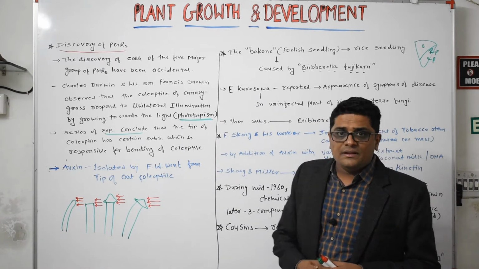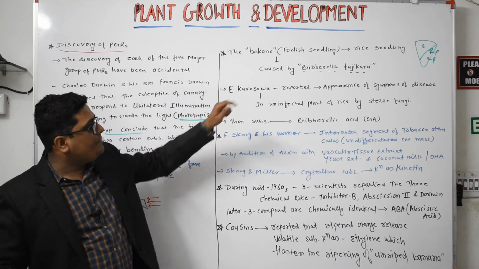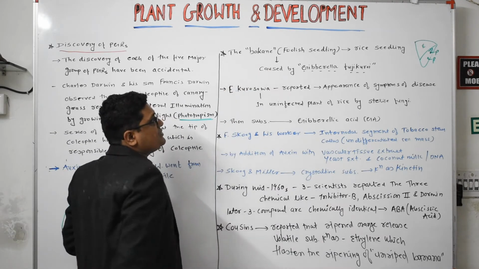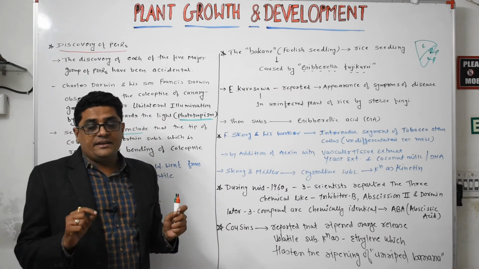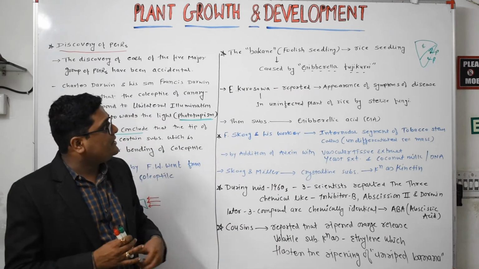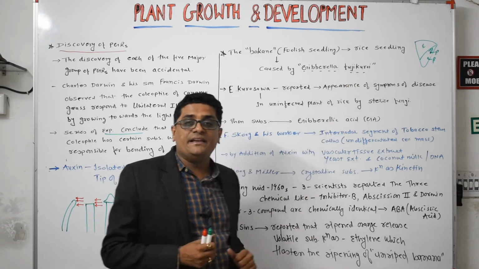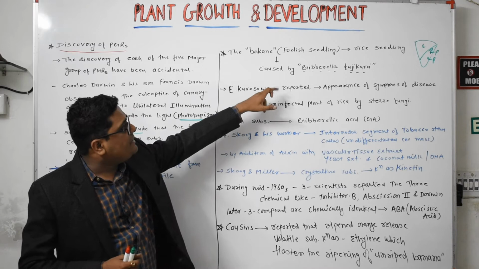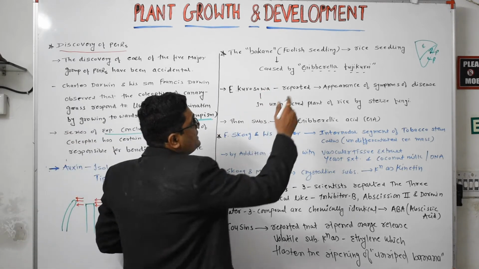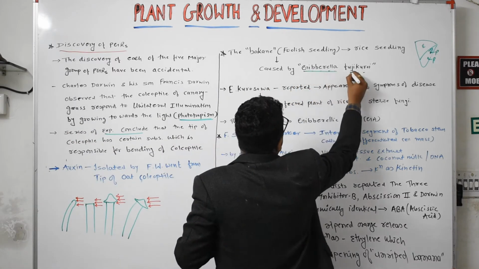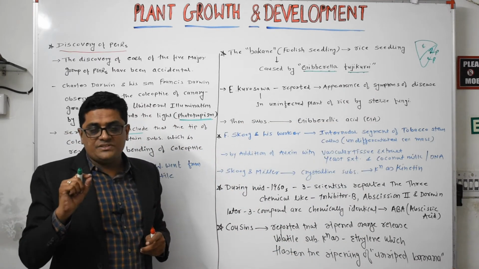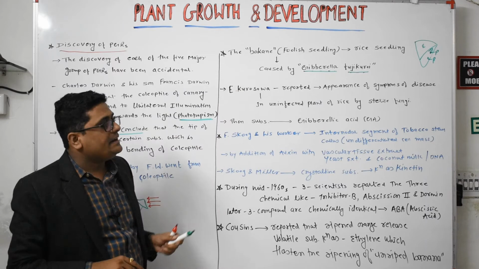Okay, now next is the discovery of gibberellic acid. So bakanae, the foolish seedling, is a disease which is found in rice seedlings. Okay, and this disease is caused by the fungus known as Gibberella fujikuroi. This Gibberella fujikuroi is the fungus which is responsible for the bakanae disease.